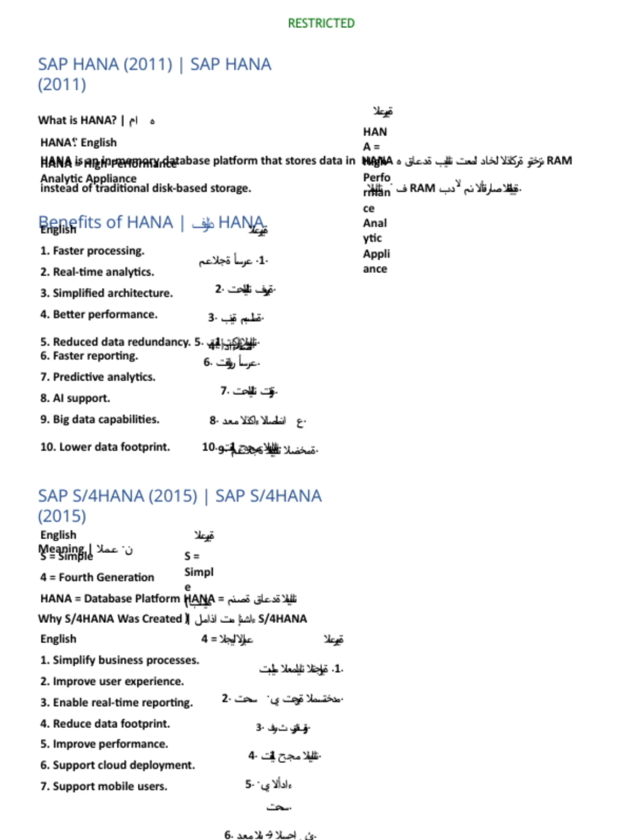Built on the HANA platform, which stores data in memory rather than on disk, it delivers faster processing, predictive analytics, and AI support. This is the future of enterprise software: streamlined, powerful, and ready for what's next.